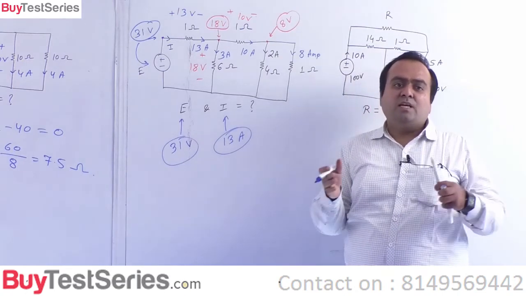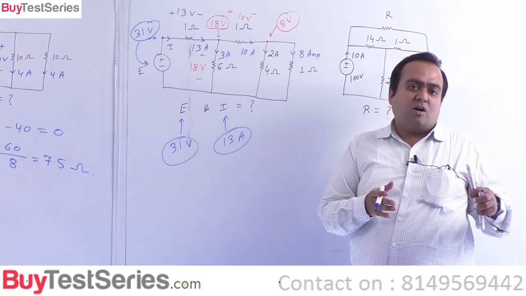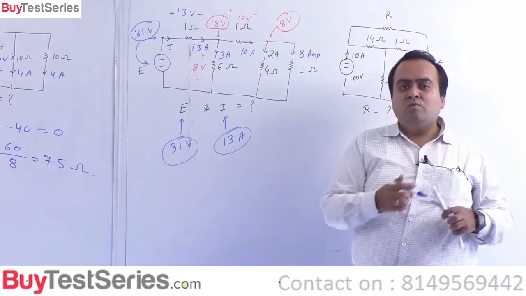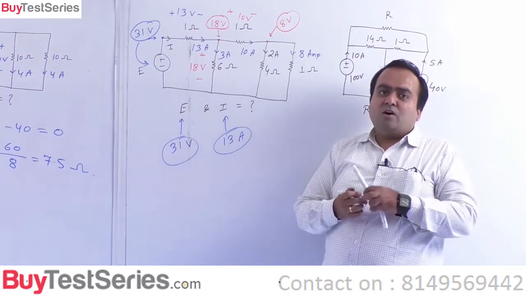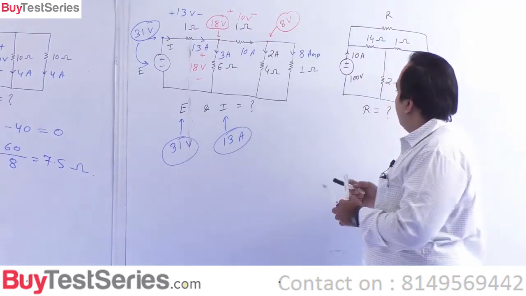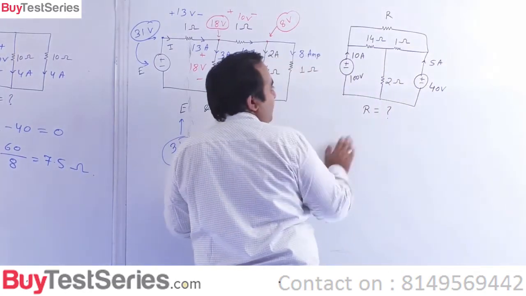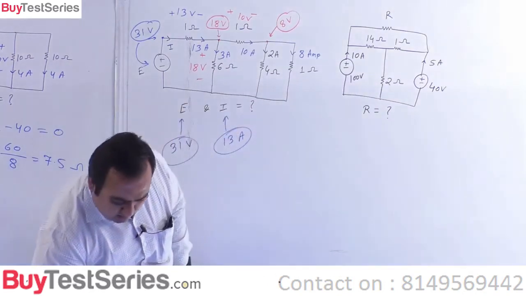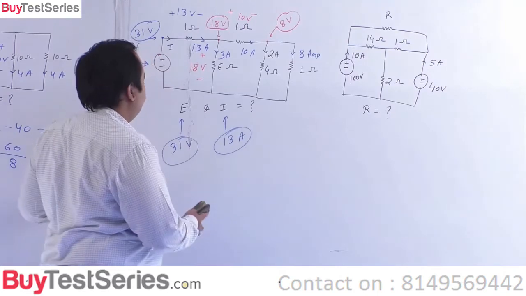We have to simply start from one of the branches or one of the nodes or one of the loops, and then we can gradually move to the entire circuit to find all the unknown voltages and unknown currents. Is this okay? Now this one is an important question. Let me make some space to solve this particular problem.